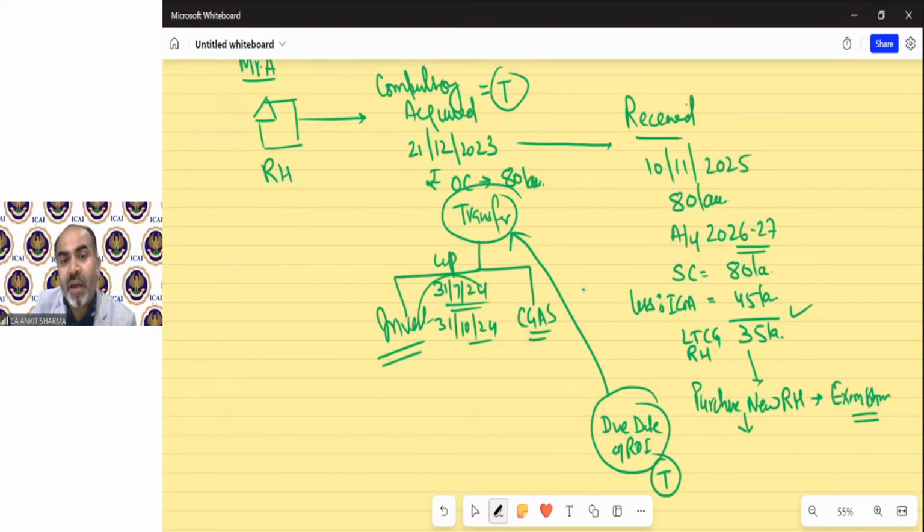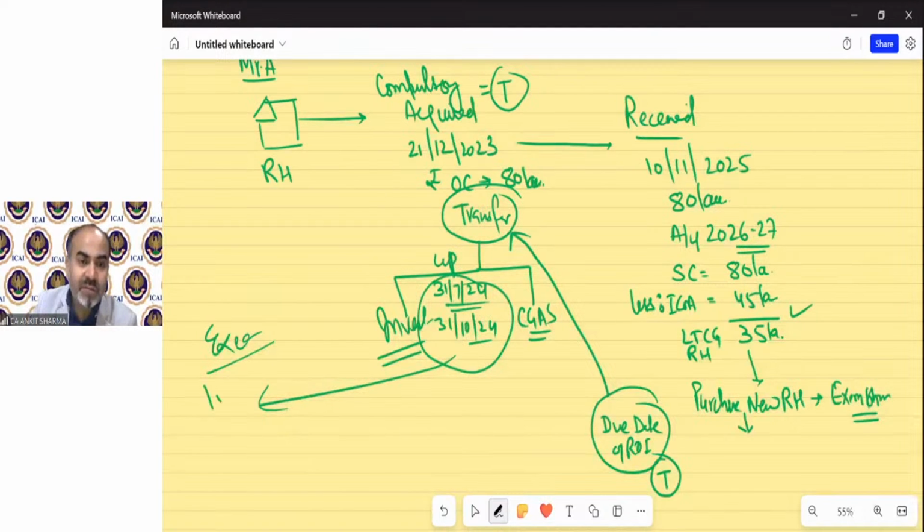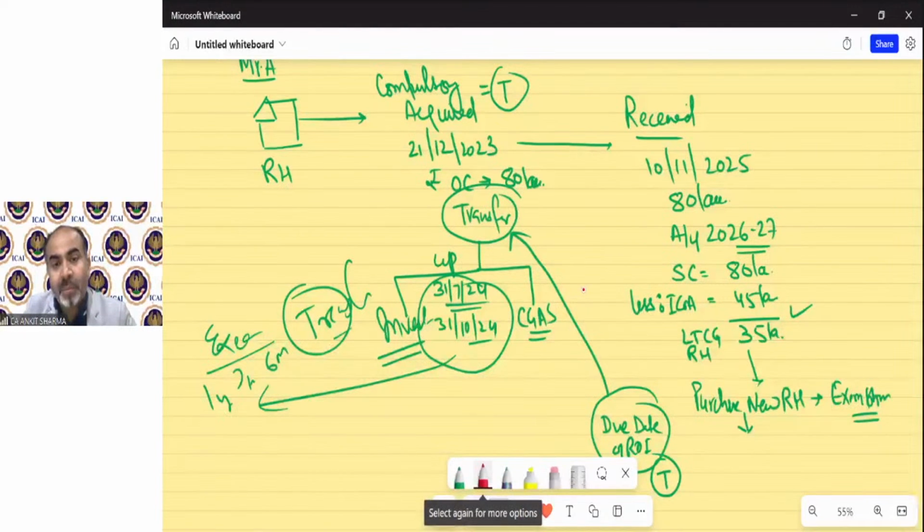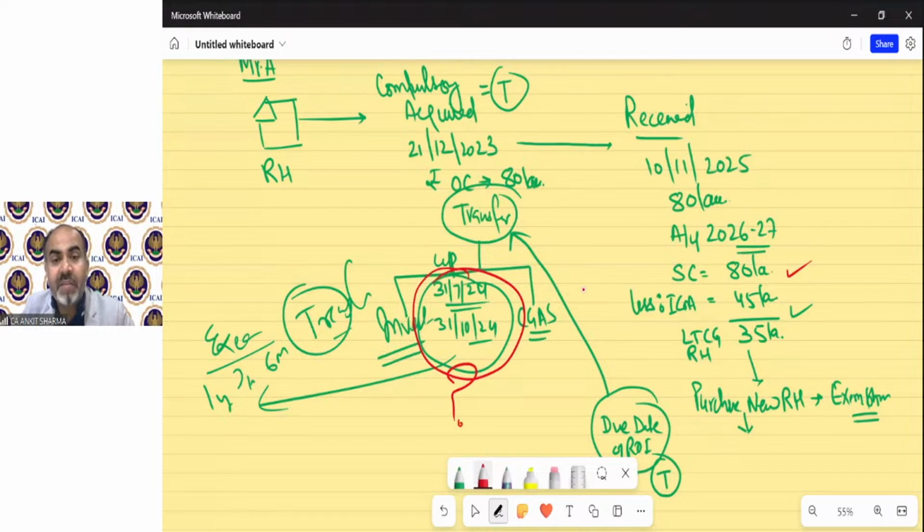Till this date, you have to do this because as per exemption provision, all exemption time duration, 1 year, 2 years, 6 months, or ROI scheme, is from the date of transfer. In the case of compulsory acquisition, the transfer date is 21st December 2023. So till this date, you have to invest. But what is the problem? Because we do not have money, we got the money in the next 2 years, after 2 years. So how can we invest up to 31st July 24?